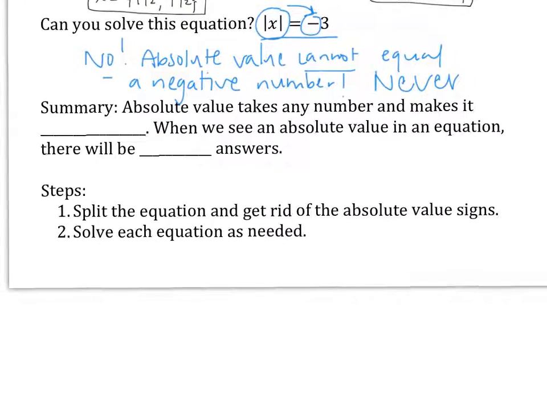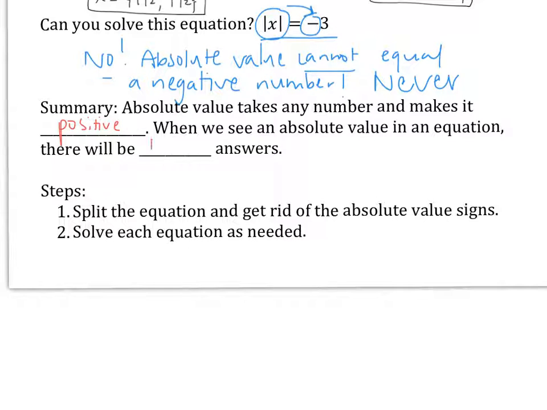So summary, absolute value takes any number and makes it positive. When we see an absolute value in an equation, there will be two answers. So some steps to follow are: 1, split the equation and get rid of the absolute value signs, and we'll make 2 equations. And then we'll solve each equation as needed, like we did above. And don't forget to check your work by plugging your answers back in.